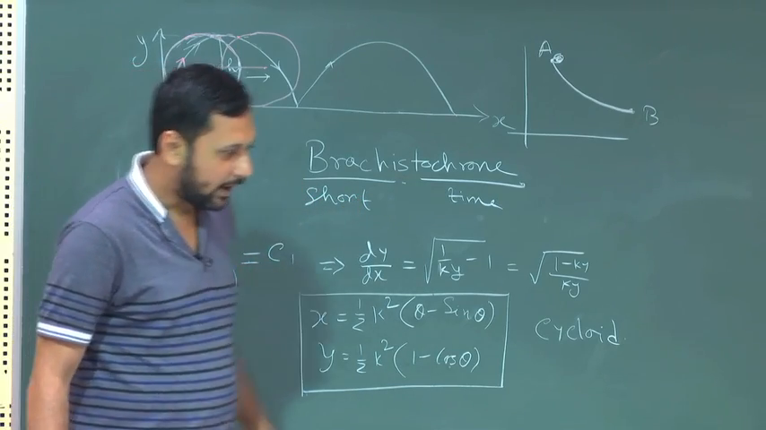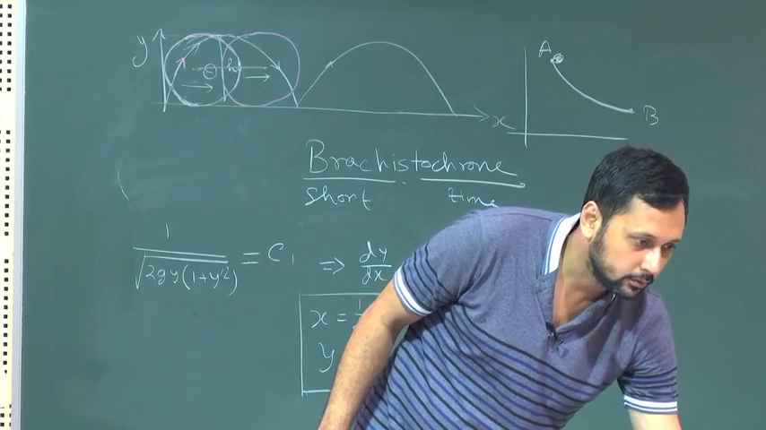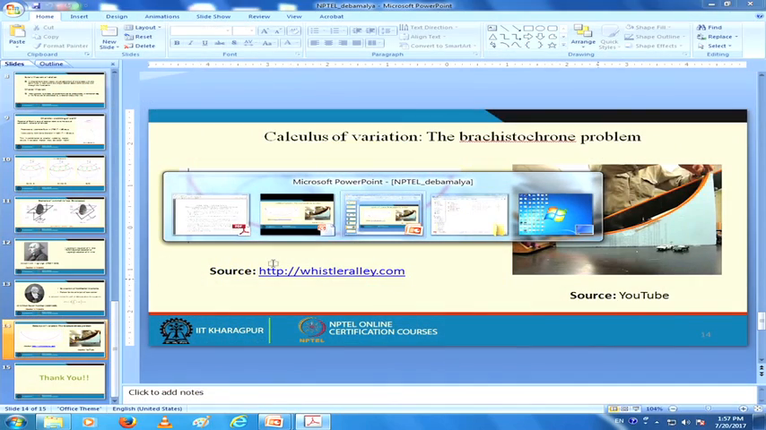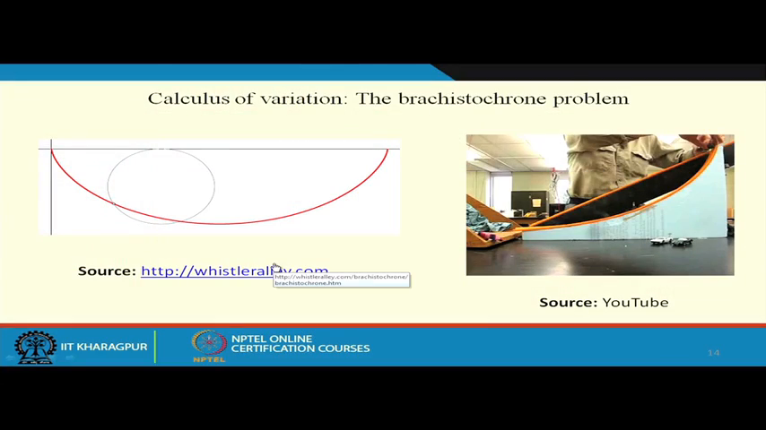Now, I have prepared a slide for you. Here you see whatever I have discussed in the board just now, it is there. So, it is the locus of this particular point which is traced out in the space, and this particular locus of this particular point will trace out this curve. And in this link, I have given a hyperlink here.